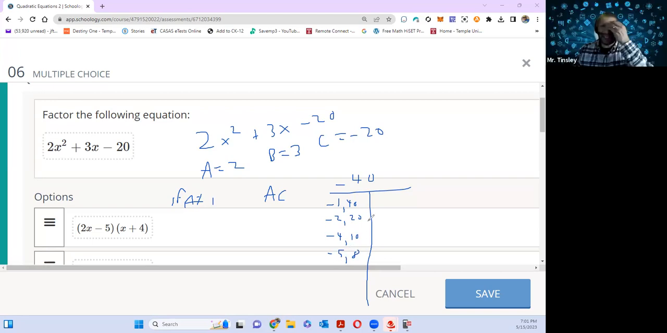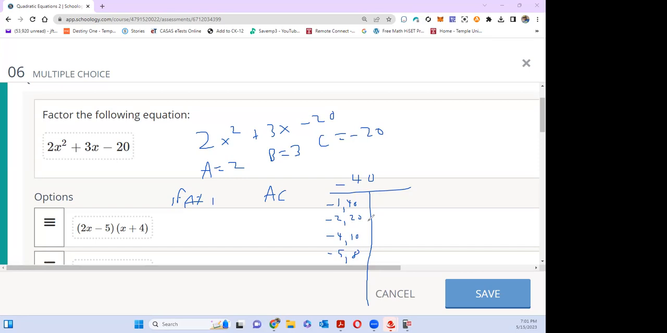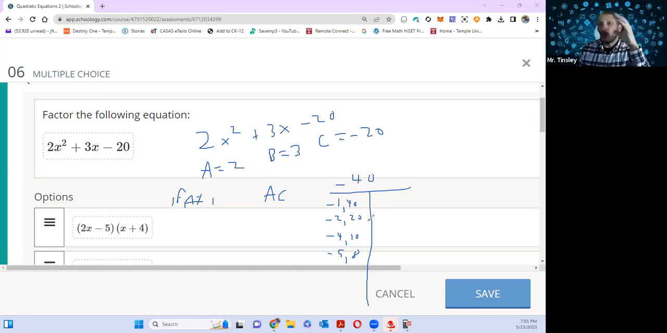Mr. Tenzi, how do you know all that so quick? Because you should know your multiplication tables. 5 times 8. You should know your multiplication table up to 12 times. You should be able to do 100 questions in 5 minutes.